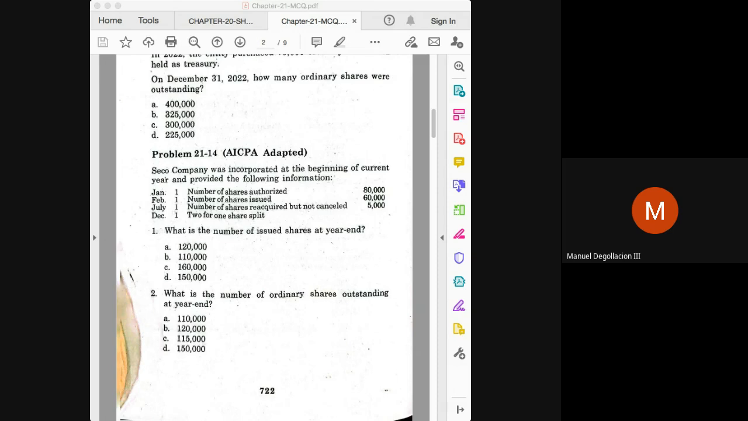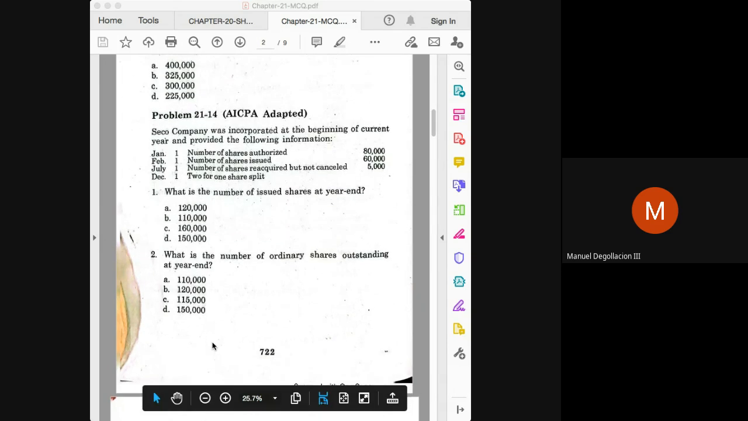So that means our treasury shares is not just 5,000 but actually 10,000. Our issued shares was 120,000 and our updated treasury shares is 10,000. So that means our shares outstanding would be 110,000. So for questions 1 and 2, the answers are both letter A, 120,000 issued shares and 110,000 shares outstanding. So you should be glad if you encounter these kinds of questions during the examination.